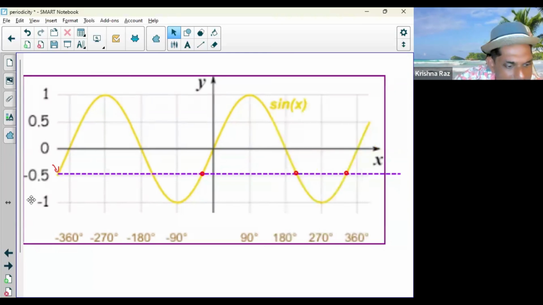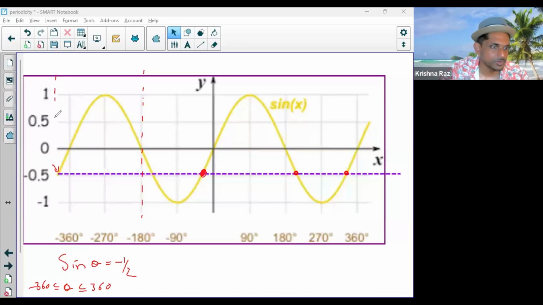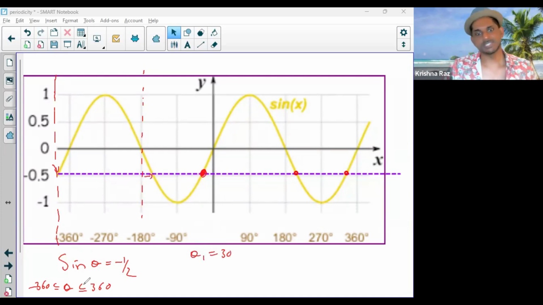So if we were asked to solve sine theta equals minus a half in the range of minus 360 to 360, we're now looking at this point, which is a little bit different, yeah? But still, I'm going to put those vertical lines in. It's all about knowing your graphs. So if you know your graphs, say our first solution is 30, that one must be 30 to the right of minus 180, which is minus 150.